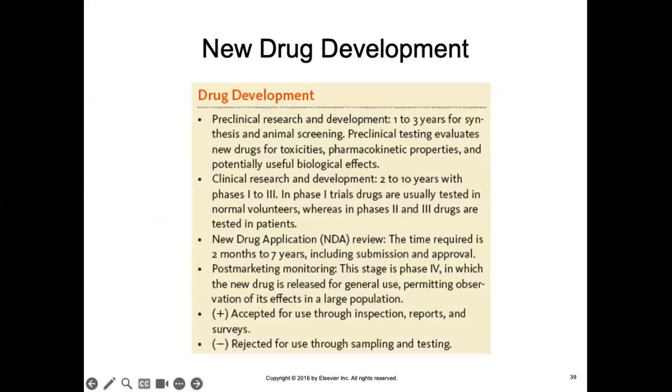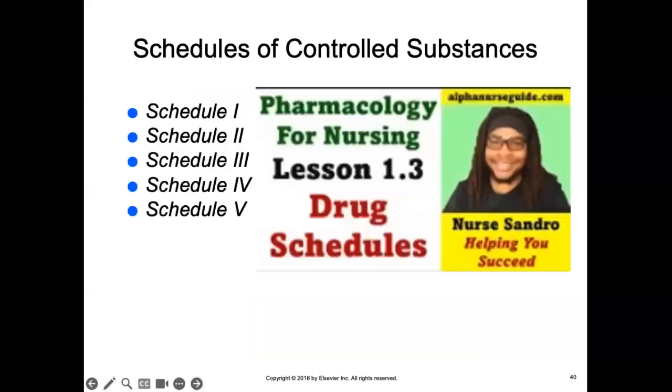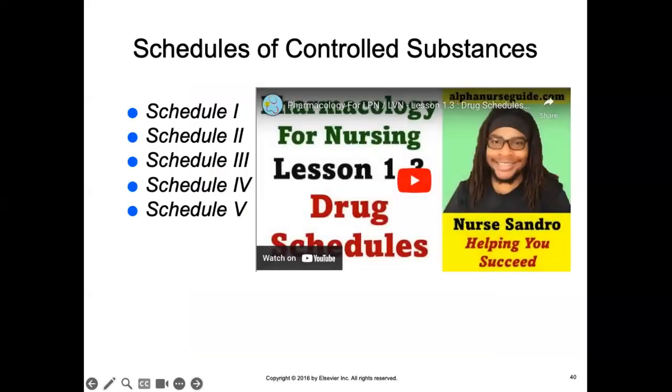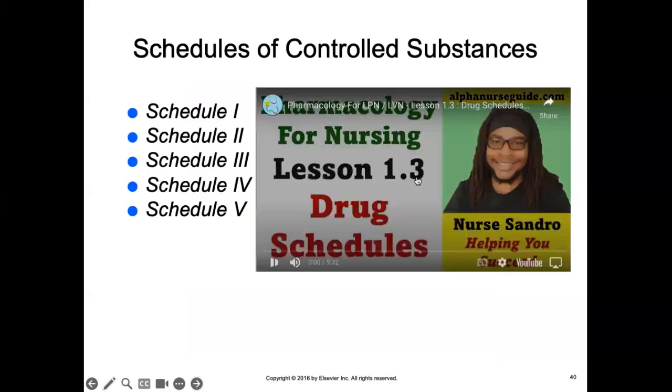Development of new drugs is an extensive and expensive process involving research and development, review of new drug applications, and post-marketing monitoring, which results in the acceptance or the denial of the drug by the Federal Drug Administration, the FDA. Schedules of controlled substances include 1, 2, 3, 4, and 5. Let's take a look at drug scheduling.